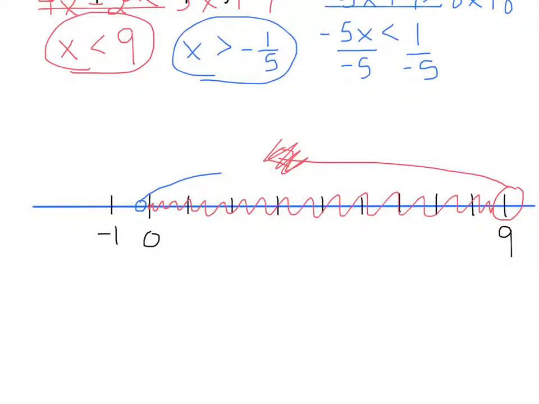And so if I wanted to write the domain in interval notation, I would put a parenthesis, and I'm saying from negative 1 over 5 to positive 9. And they're both parentheses because it's not equal to. Closed circles give you brackets. Open circles give you what? Parentheses. And we're done.